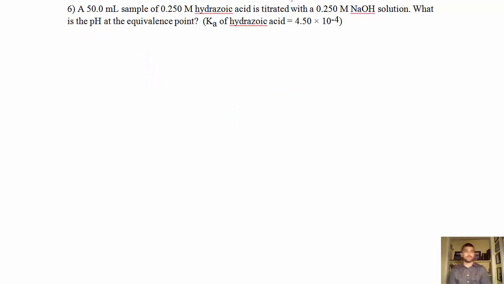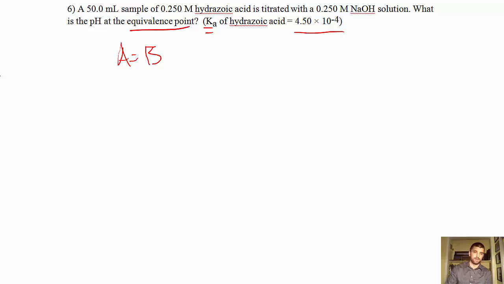6. It says a 50 milliliter sample of 0.25 molar hydrazoic acid is titrated with 0.25 molar NaOH solution. What is the pH at the equivalence point? So remember, the equivalence point is where the acid equals the base. But here we have a weak acid, so it's not going to be a pH of 7. If it was a strong acid and strong base, then yeah, it'd be pH 7. But that's not what we got.